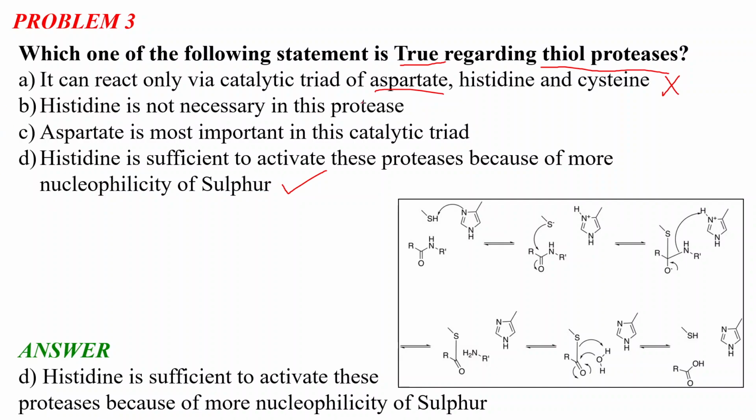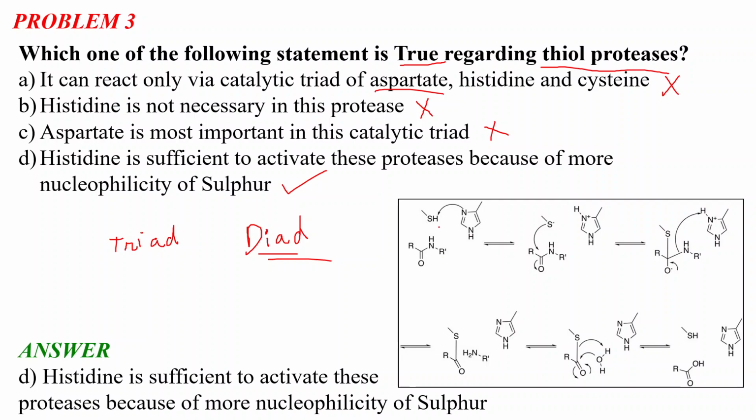Option B says histidine is not necessary in this protease, which is wrong, because histidine is necessary, aspartate is not necessary. And option C says aspartate is the most important in this catalytic triad, which is also false. Actually the most important are cysteine and histidine. It does not matter if aspartate is present or not; some thiol proteases have aspartate, some thiol proteases are missing aspartate. So it can act via the catalytic triad of aspartate, histidine and cysteine, or it can also react by the catalytic diad, because it may only have histidine and cysteine, but not the aspartate. The thiol proteases which have only histidine and cysteine are said to react through the catalytic diad.